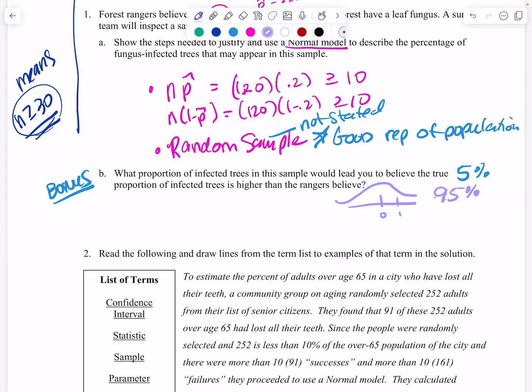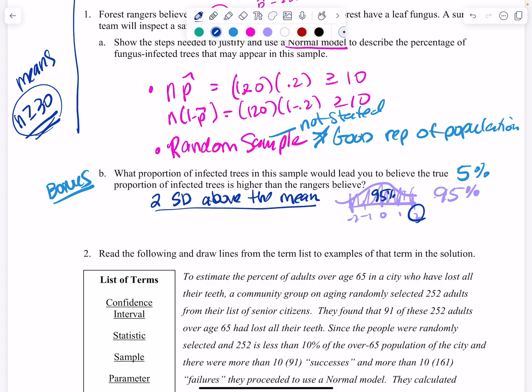So what does that mean? If you remember the 68, 95, 99.7 rule, remember that 95% is about 2 standard deviations. So that's what we're going to do. We're going to go 2 standard deviations above the mean. And if I find something 2 standard deviations above the mean, we're going to consider that unusual, because that means 95% is contained within the mean.